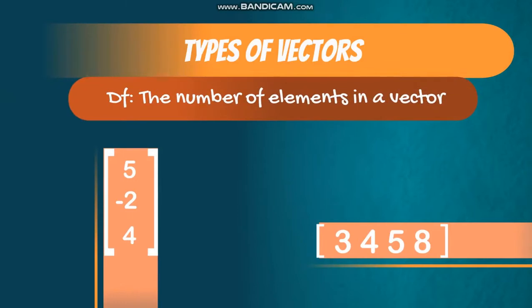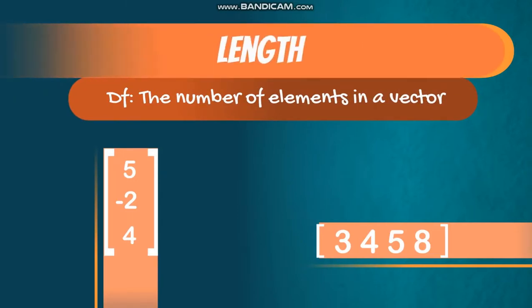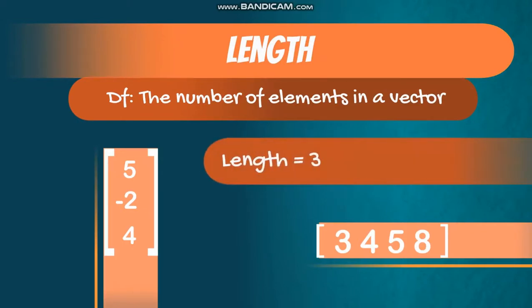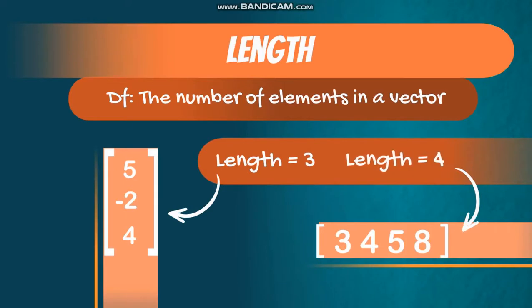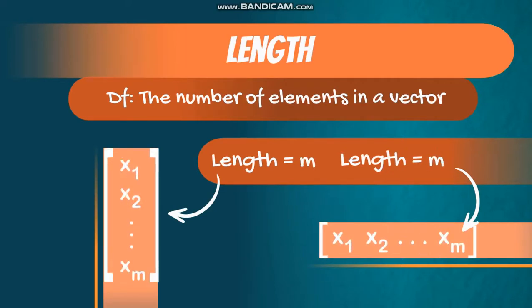Often, we are interested in the number of elements a vector contains. We refer to that number as the length of the vector. The first vector we saw had a length of 3, while the second one, a length of 4. Okay, great! In the general case, a vector's length can be designated as m. So, a column vector would have dimensions m by 1, and a row vector 1 by m. Regarding the notation, the elements of a vector x would be x1, x2, until xm.